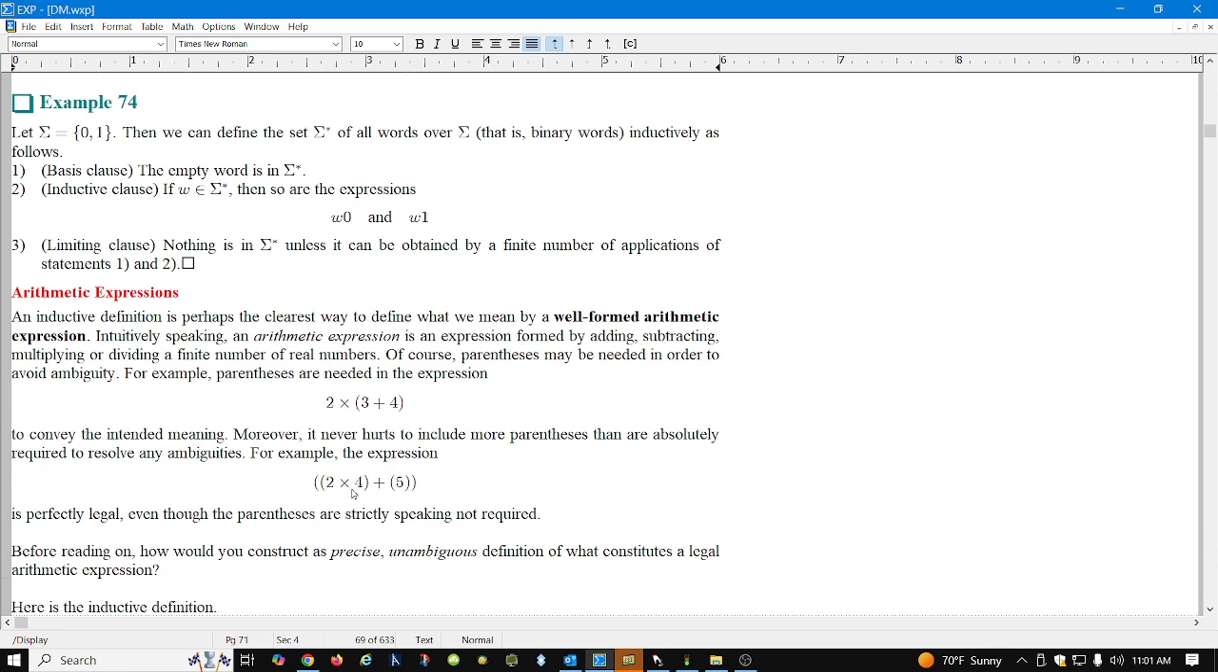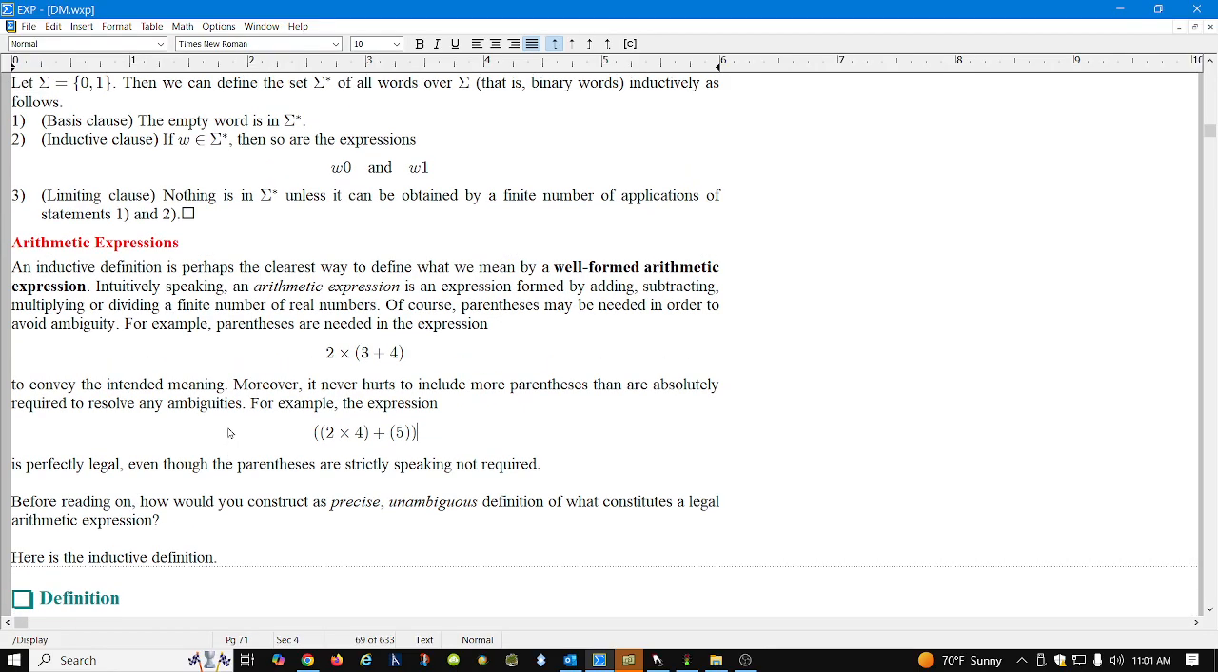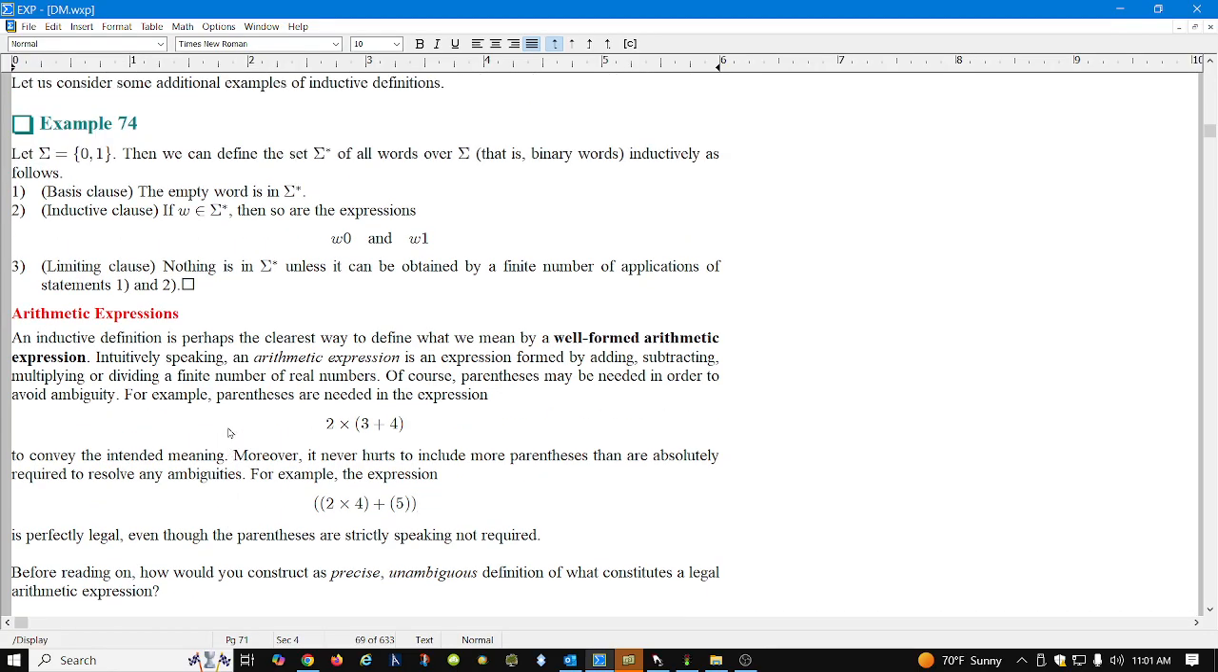Also, it never hurts to include additional parentheses. They're not needed, but they do no harm. And that will help us in the definition. So you might want to think a bit about this a minute before we look at the inductive definition. How would you define what it means to be a well-formed arithmetic expression?